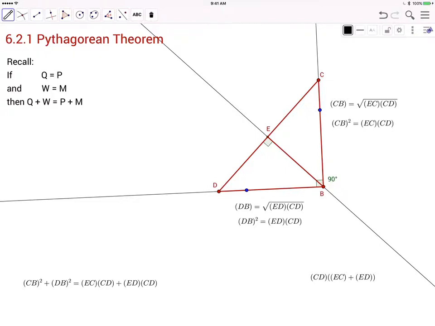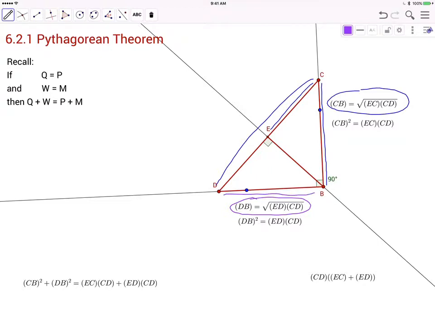And if you notice what I've done over on the right, this is something we already know. CB is the geometric mean, right? So this side is the geometric mean of EC, the piece and the whole. Just did that. Likewise, we know this one. DB is the geometric mean of the piece and the whole, okay? So those two things are important for us to reestablish for the Pythagorean theorem.